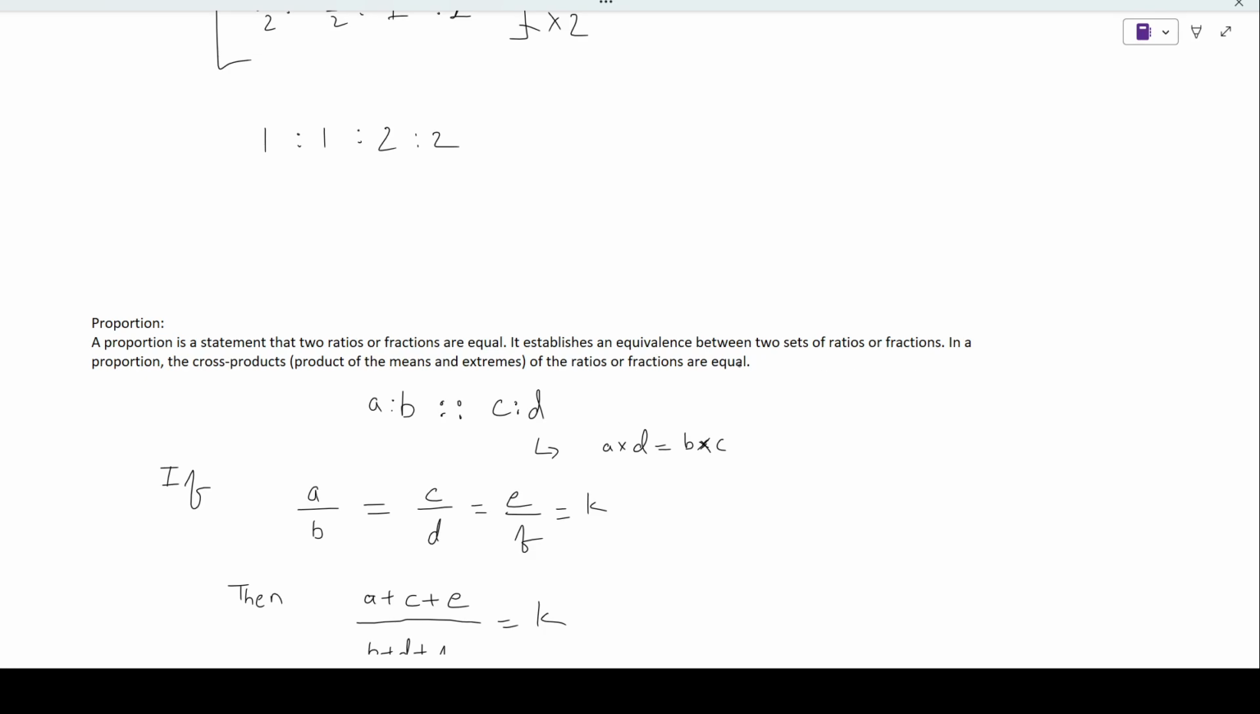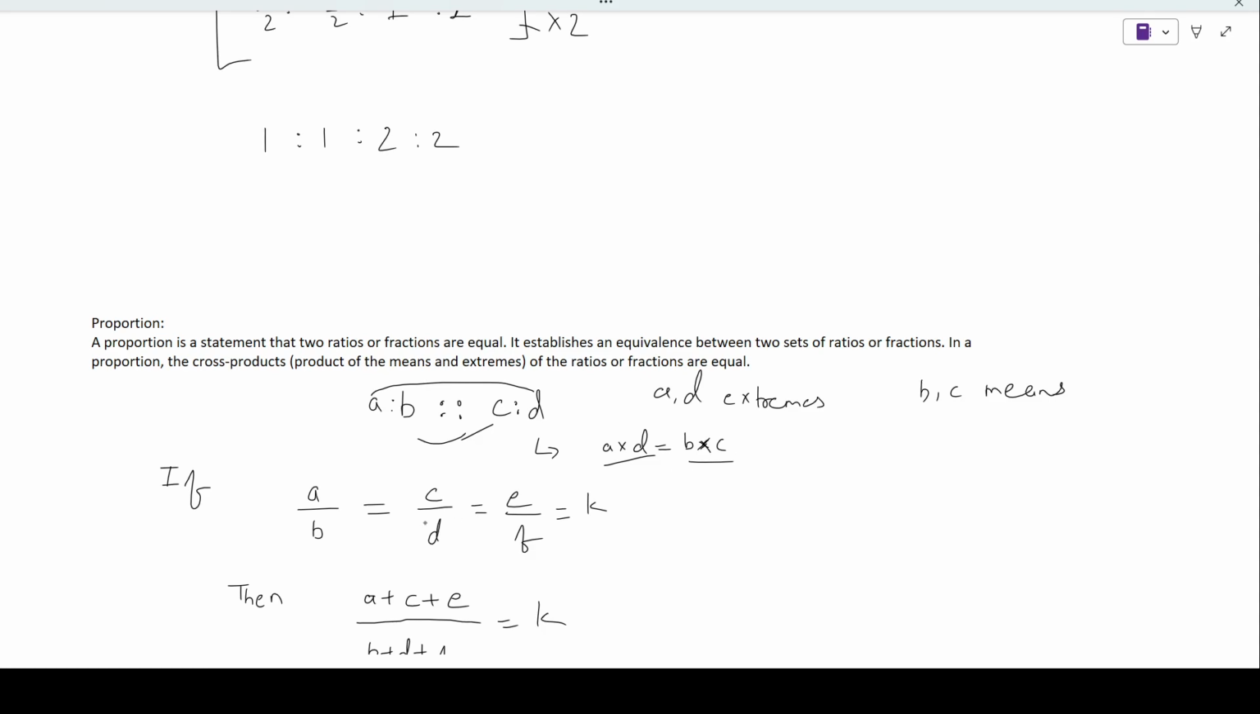Next, there is a property that the cross product of the means and the extremes of the ratios or fractions are equal. A and D are extremes, and B and C are means. The product of extremes, that is A into D, will be equal to the product of means, B into C.